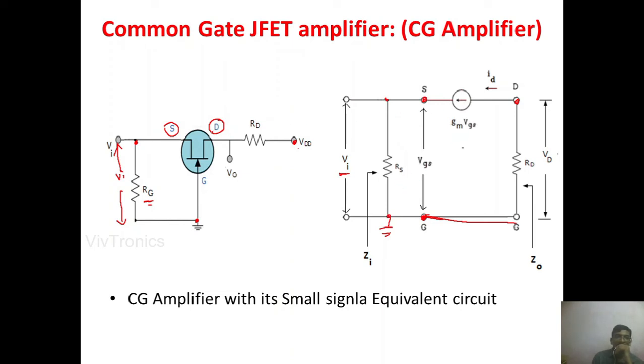And there is a current source in the equivalent circuit of this JFET, which is gm VGS, from the drain terminal to the source terminal. gm VGS is a current source connected between the drain terminal and the source terminal, and the current here is nothing but the drain current ID.